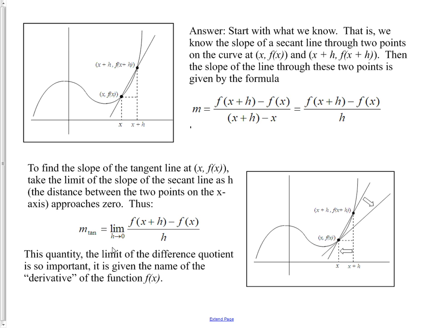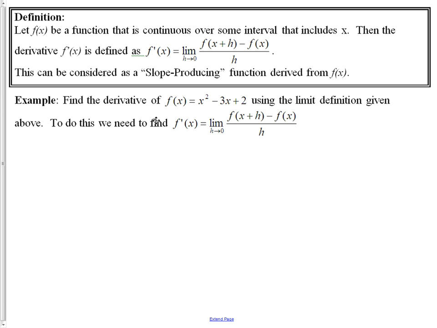He said, let's take the limit as h goes to 0 of this quantity and see what we can make of it. This limit right here, this limit of this difference quotient, which we've dealt with now a number of times, is the definition of the derivative. So the definition of the derivative says this. Let f of x be some function that is continuous over an interval that includes our value of x, where we want to find our slope.